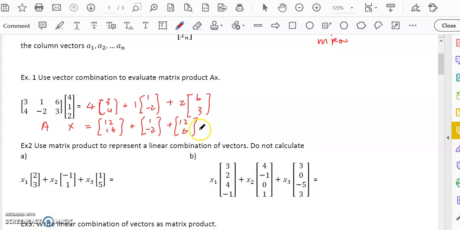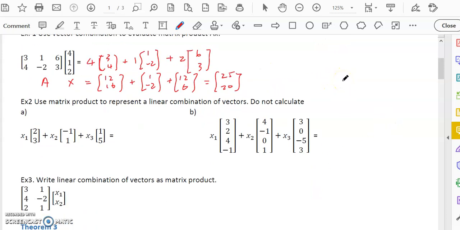And then we are adding the vectors together. We just add corresponding entries together. So 12 plus 1 plus 12 is 25. 16 minus 2 is 14. 14 plus 6 is 20. So the linear combination of this becomes this, but you can see how space economic it is to write it this way rather than this long list. So that is actually what is meant by matrix product.